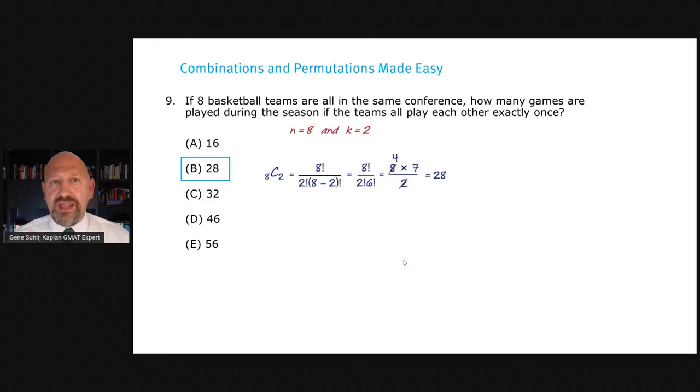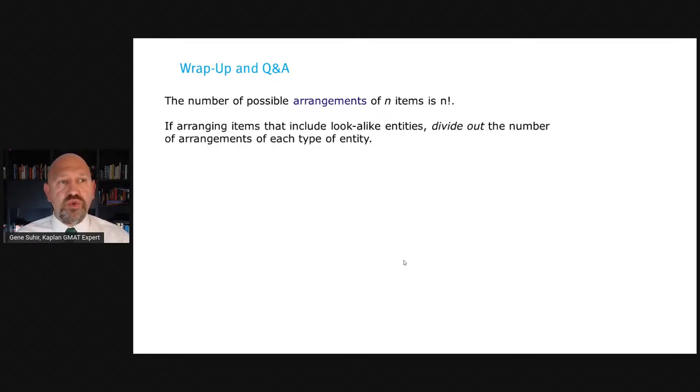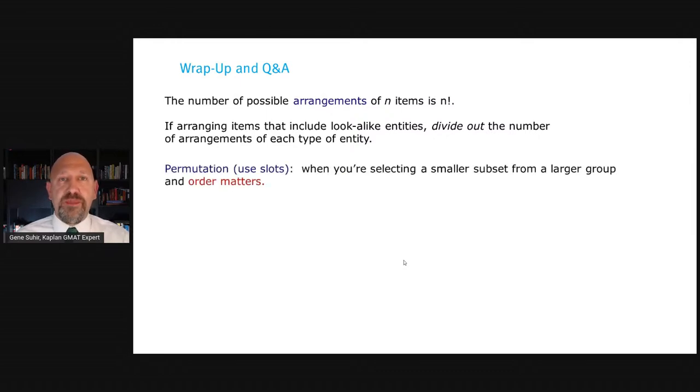If that's not the answer that you got, I will quote the great philosopher Chumbawamba, you get knocked down, you will get up again. So before we open things up for some Q&A afterwards, here are really the headlines, the big takeaways that we want you to take away from this session. If all of the items are being used and you're ordering them, that's an arrangement. The number of possible arrangements of n items is n factorial. If you're arranging items that include lookalike entities, like we had with alfalfa earlier in this hour, you start by treating it like just n factorial, but then you divide out the number of arrangements for each type of entity.